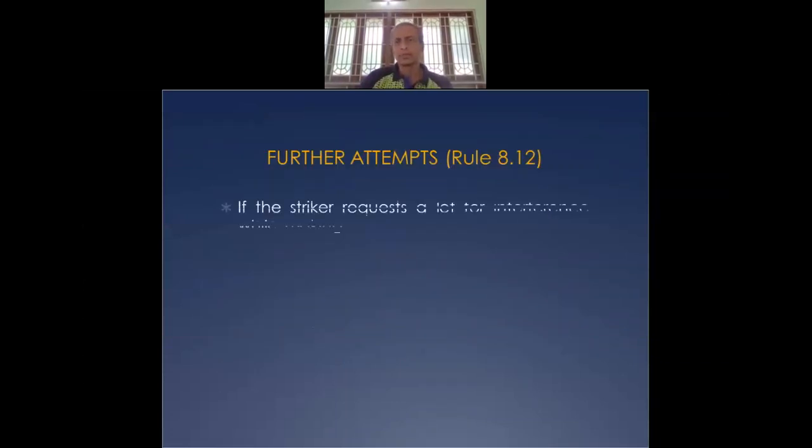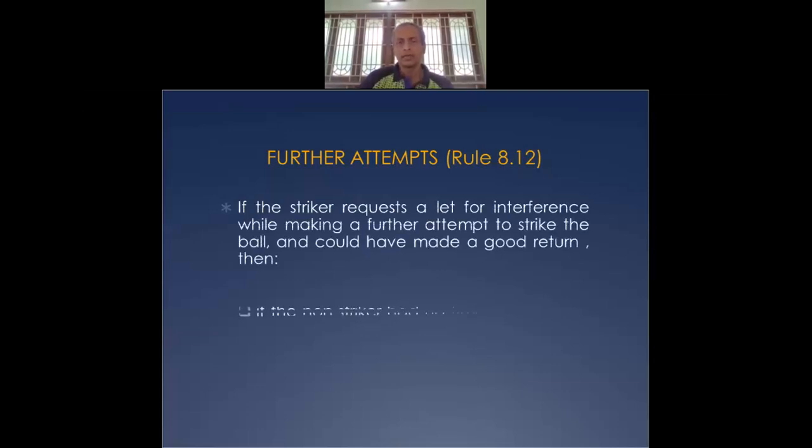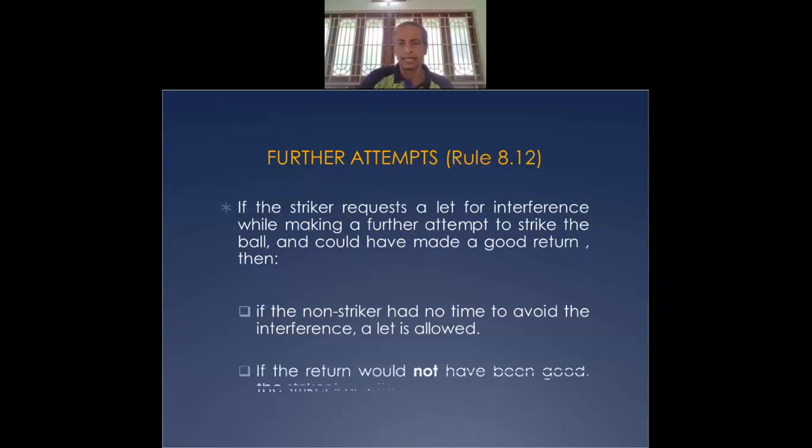Other attempts, it is part of Rule 8.1.2. Normally it's a let if the other player could have made a good attempt. If he has made an attempt, a further attempt is deemed if there has been a downward swing. Because of the windmill shot, where you fake, you show the opponent that you're going to play a shot and then play it the next time, just to deceive the opponent. Once you bring the downward swing, it is considered an attempt.